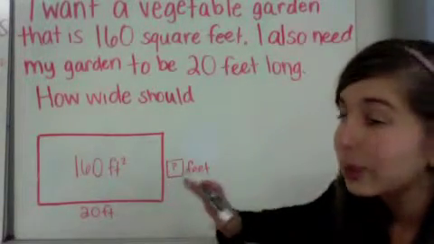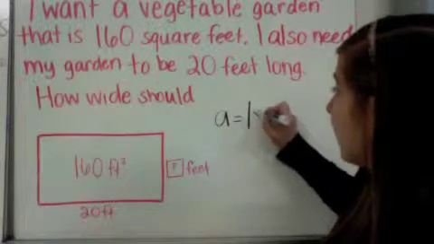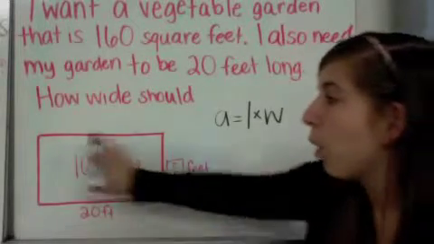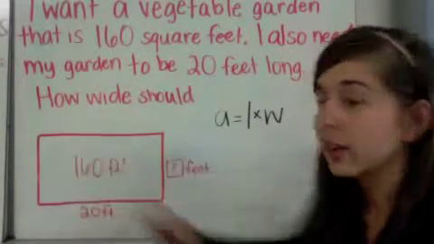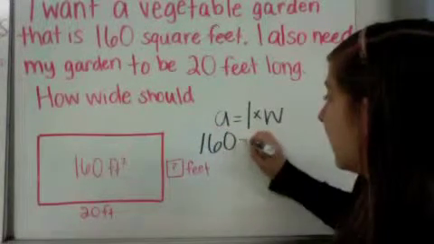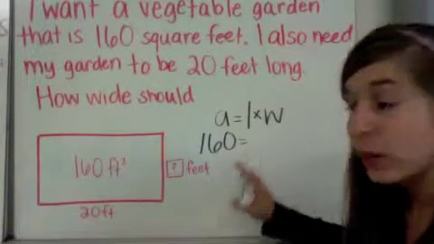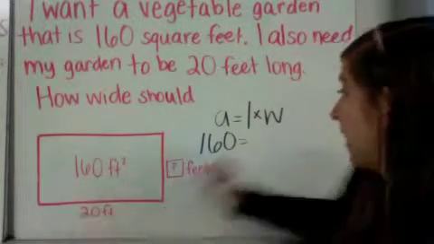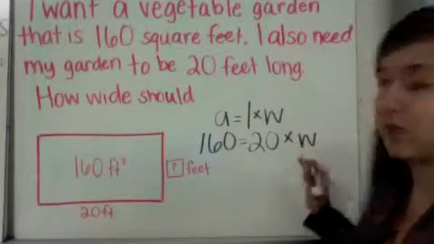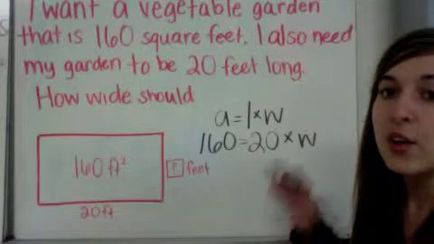So for this, we have to remember area. I'll just show you what equation we're going to be using. Area is equal to length times width. So in this problem, our whole area put together is 160. So 160 equals length times width. Our length, we know, is 20 right here. But we don't know what our width is. Our width is an unknown width. So we have to see, how do we get the width?